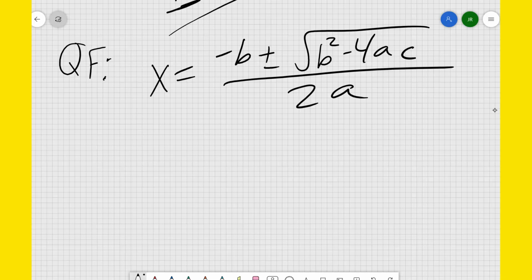Negative b, plus or minus square root, b squared minus 4ac, b squared minus 4ac over 2a, over 2a.